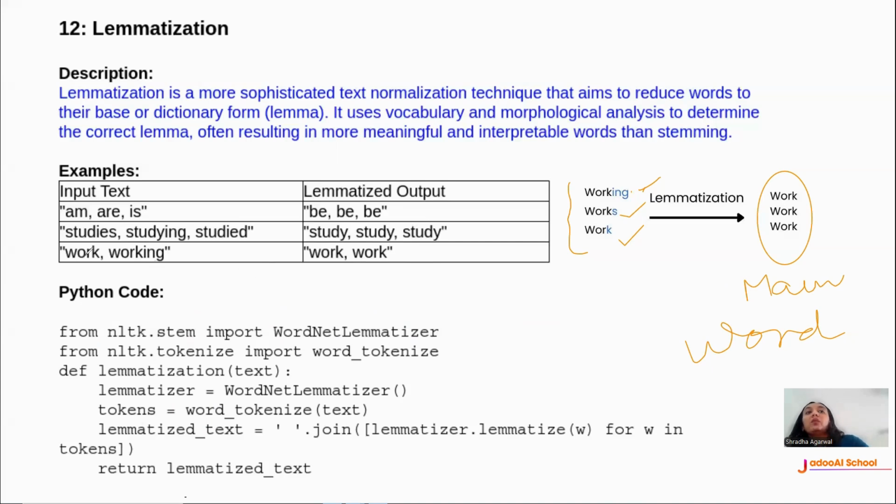Now your words like work, working, they are converted into work, right? So here your verbs like am, are, is, they are converted into be, right? It's a root word. So main word or the root word, however you want to put it, this is what it is doing. Root word is another way to think about it.